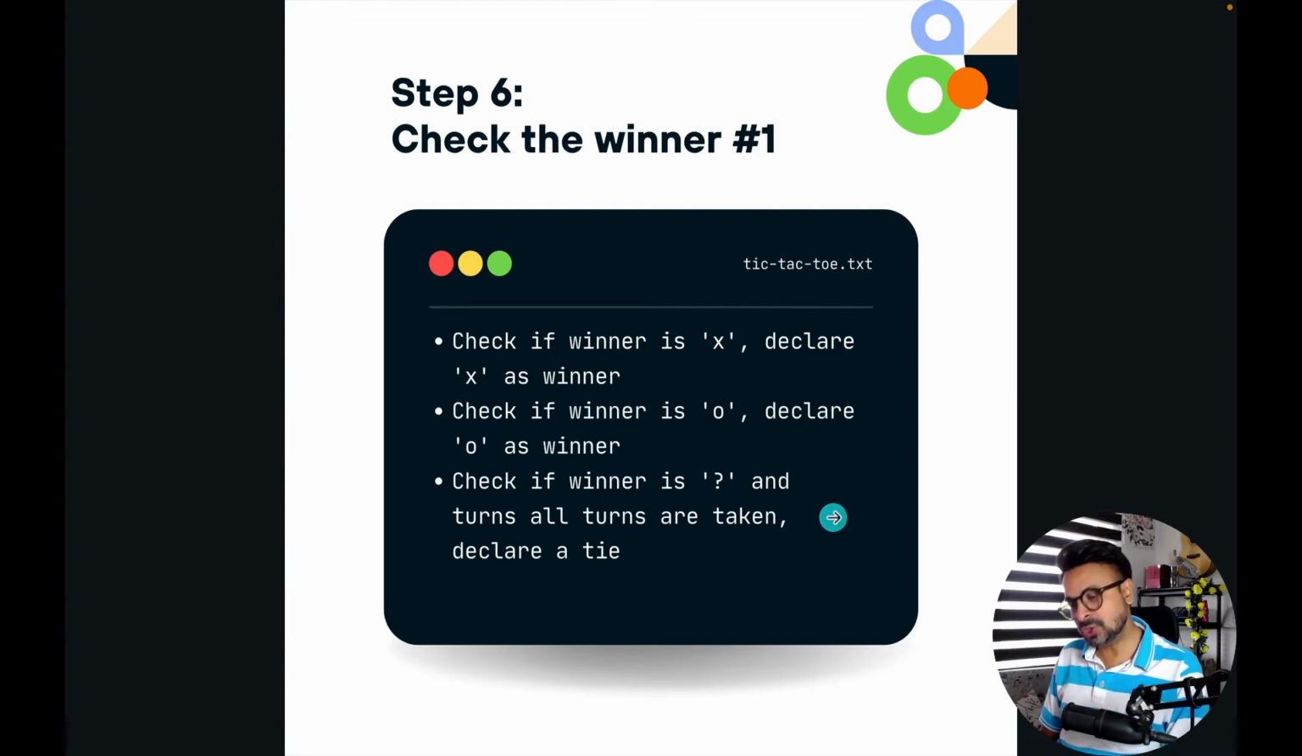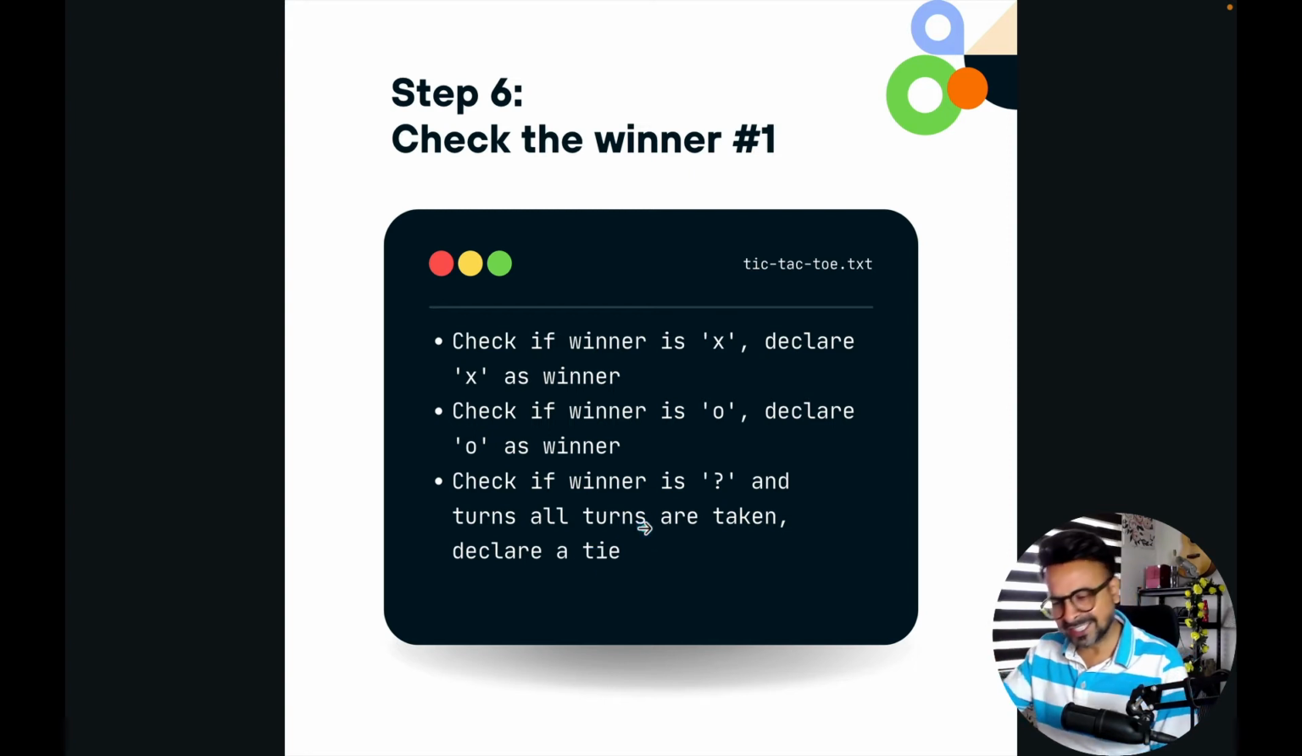Check if winner is question mark, and all the turns are taken. I did some mistake here, and all the turns are taken. We see a tie is going to happen at the end of the game. We're going to check for the tie at the end of the game. So how many turns are we taking, right? 9 turns. If all the turns are taken, then we need to declare the tie.